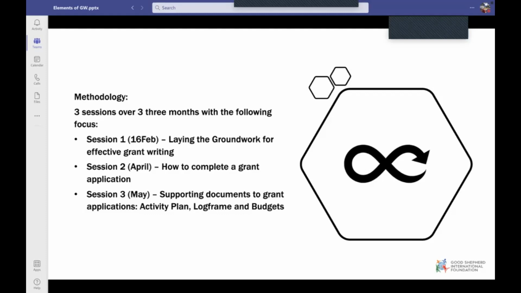so that we can all understand and apply whatever we have learned in the proposal homework that Teresa is going to give everyone. And on our last session, happening in May, we don't have the dates yet for April and May. We'll ask you all later. It will cover supporting documents to the grant application, looking at the activity plan, the log frame, and the budgets. So we have all this laid out for us. Now we're going to work together and see how we can make good proposals together. Thank you, Teresa. Thank you, Veronica.